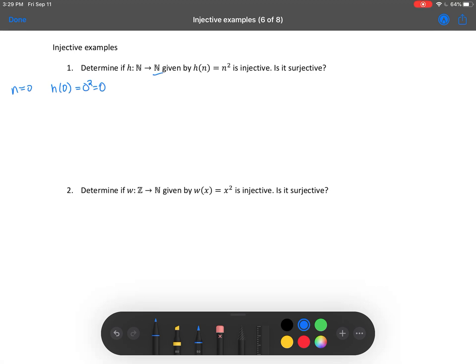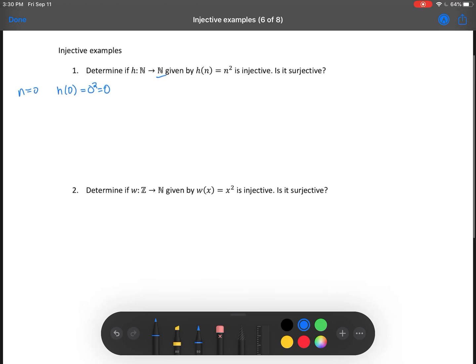So in other words, the input value of 0 gives us the output value of 0, and that's the only natural number that when you square it, you're going to get 0, right? All right, so then let's look at 1 next.